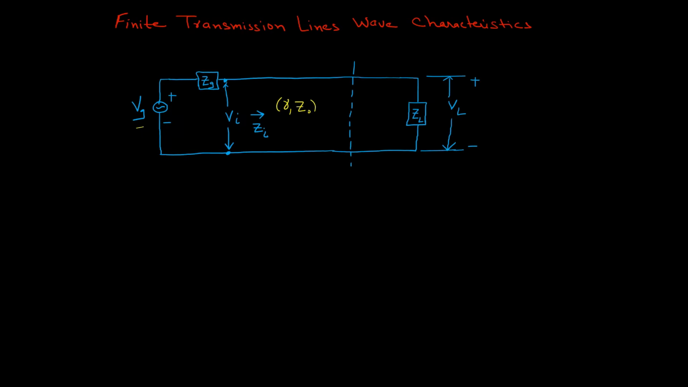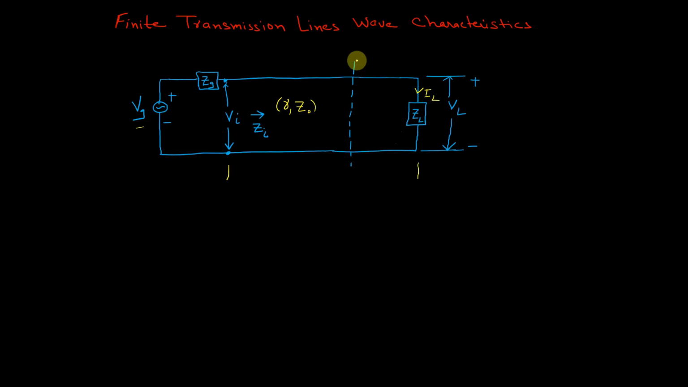Now we have assumed 2 points here. This is the first point and this is the second. The load impedance is ZL, where L stands for load. Similarly, the voltage is VL and the current is IL.